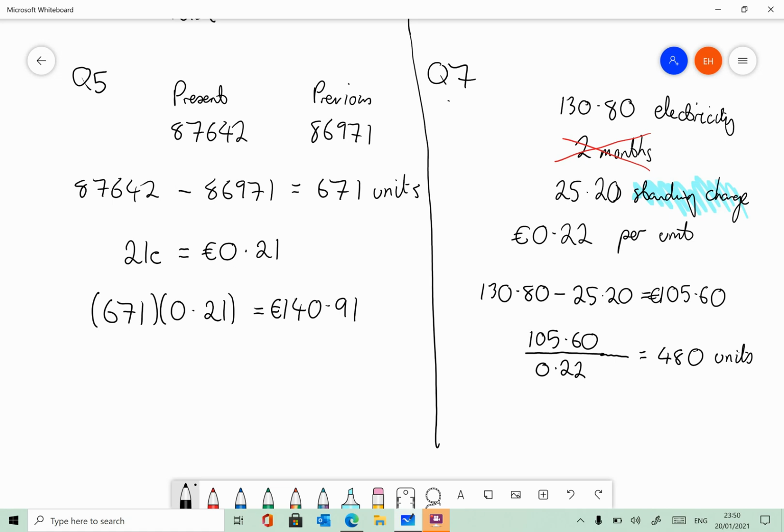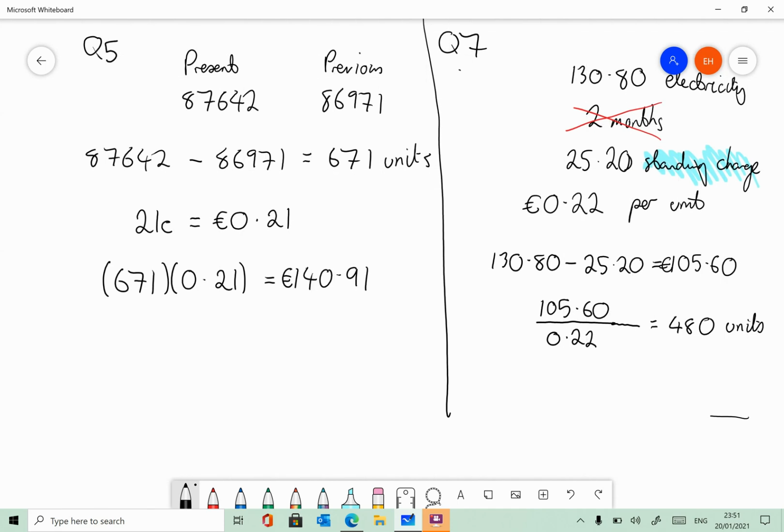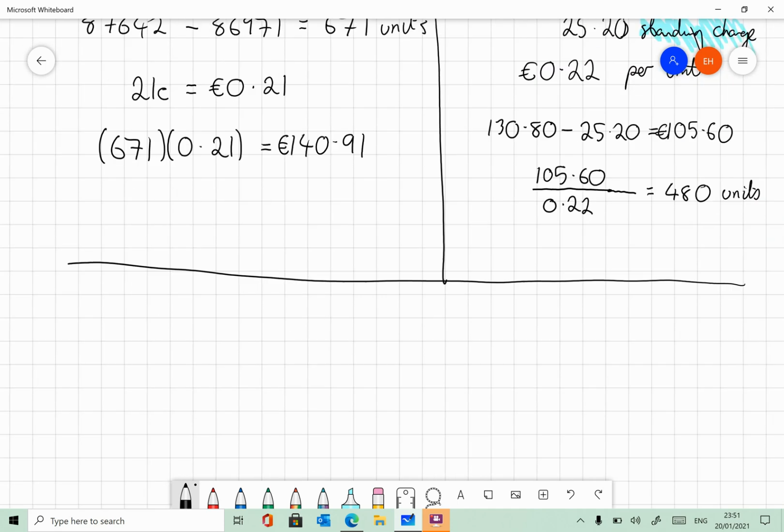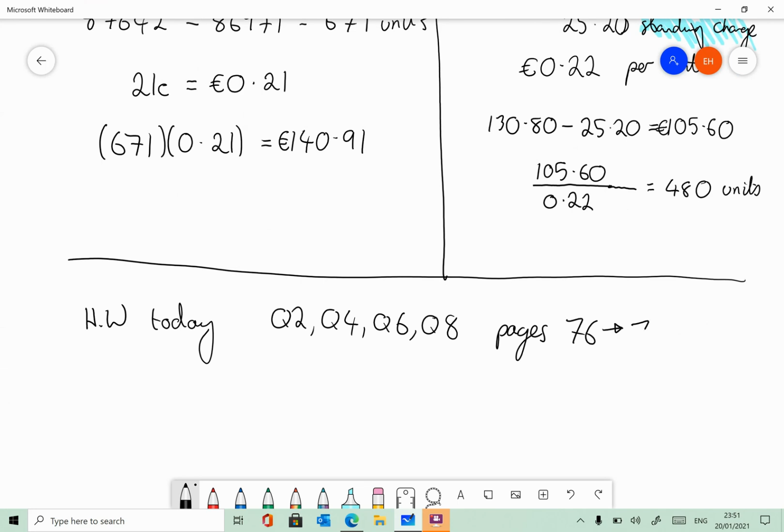Okay, so we're starting to see a little bit of learning happen. Unless you're doing business, you may not be aware of standing charges, things like that. So for homework today, you guys are going to do question 2, question 4, question 6, and question 8 on pages 76 to 77.